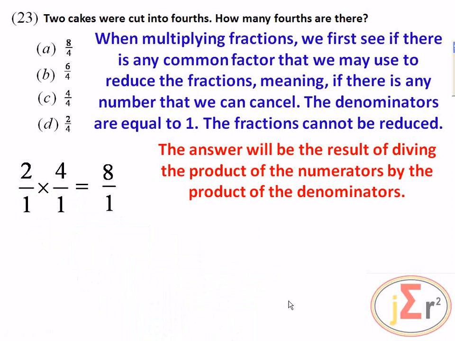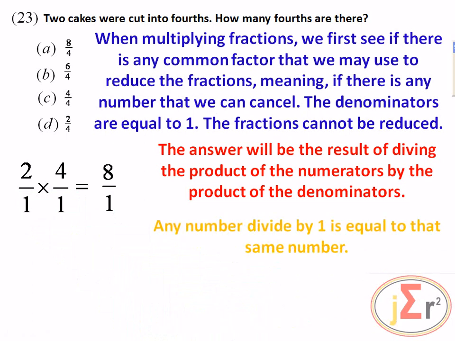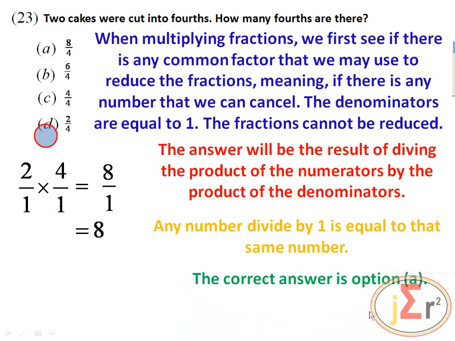And there we have 8 divided by 1. What is 8 divided by 1, Jerry? 8. Any number divided by 1 is that same number. So 8 divided by 1 is equal to 8. The correct answer is option A.